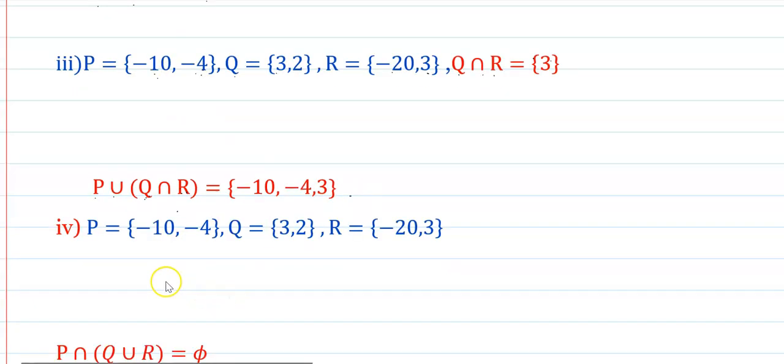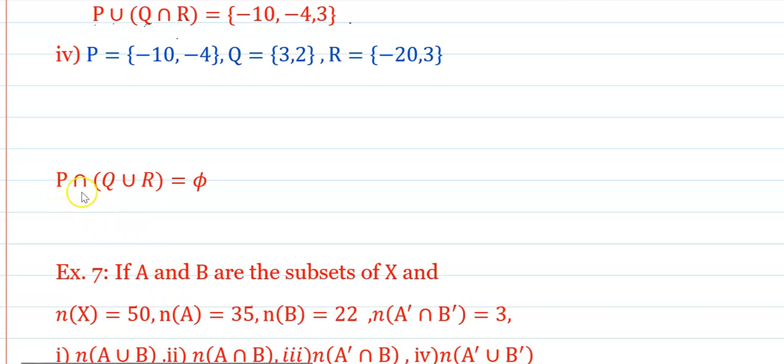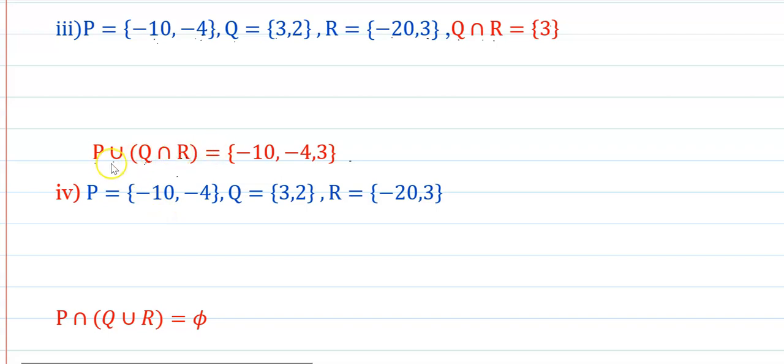And the next. Okay. P intersection (Q union R). Okay. Is there any common element between them?